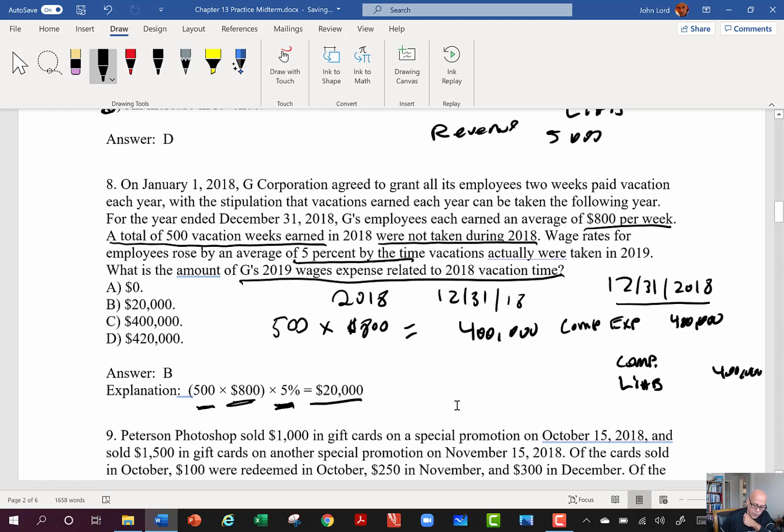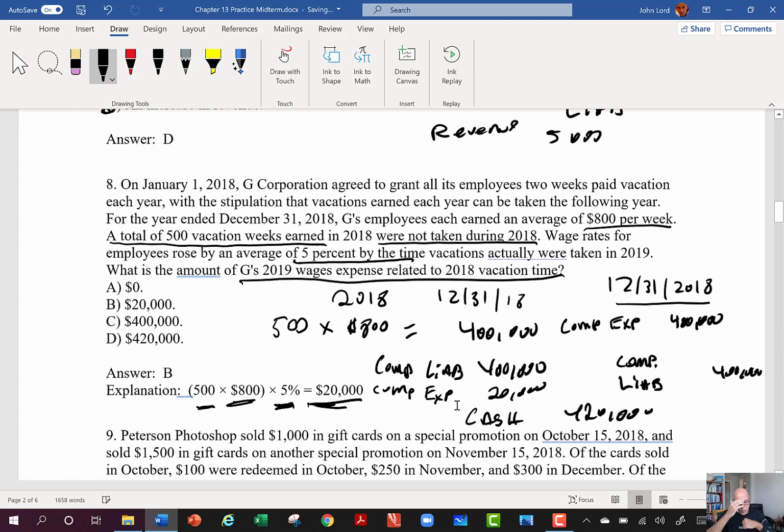So what would I do? Well, I'm going to debit, sorry guys, debit the comp liability for 400,000 because they're now taking that vacation time. I'm going to debit comp expense for 20,000 because I have to pay them 5% more over and above what they earned as vacation time in 2018, because they're going to want to get paid at whatever the prevailing wage is in 2019. And then I would credit cash.